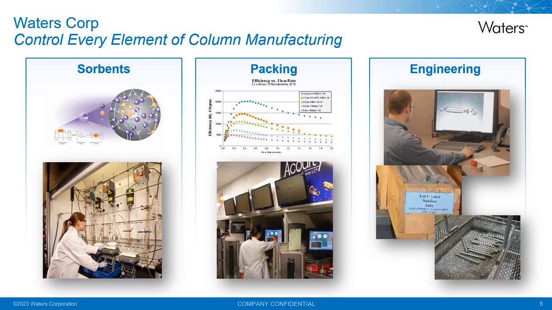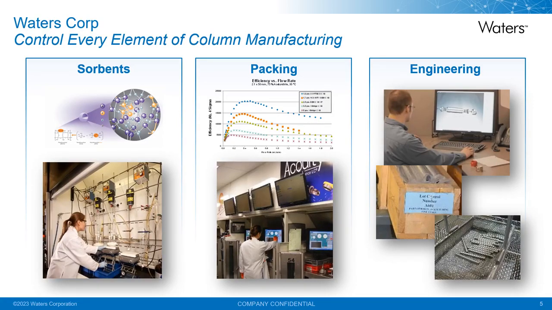Now I have a question for you. Which of these attributes makes a column reproducible? Is it the sorbents in the particles, the packing of the column itself, or even the engineering of the steel and design behind the column? All aspects of column production are actually important for reproducibility.